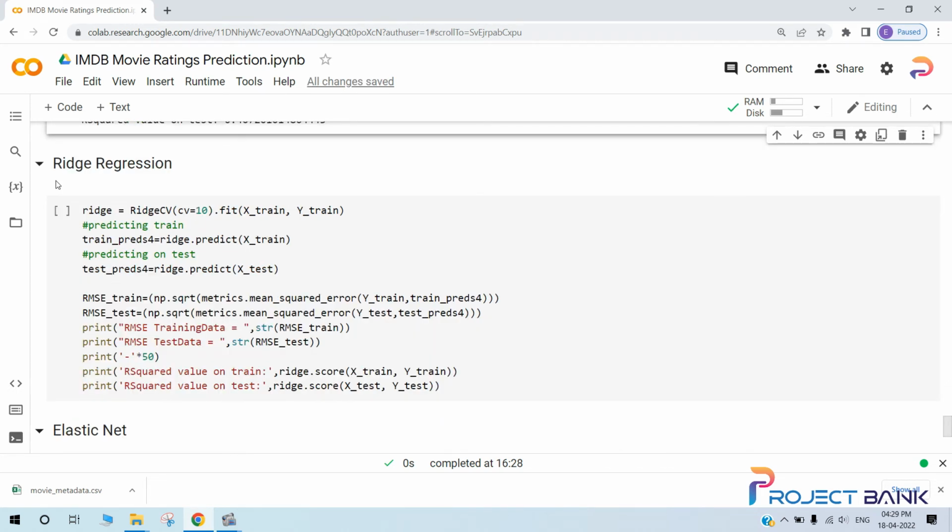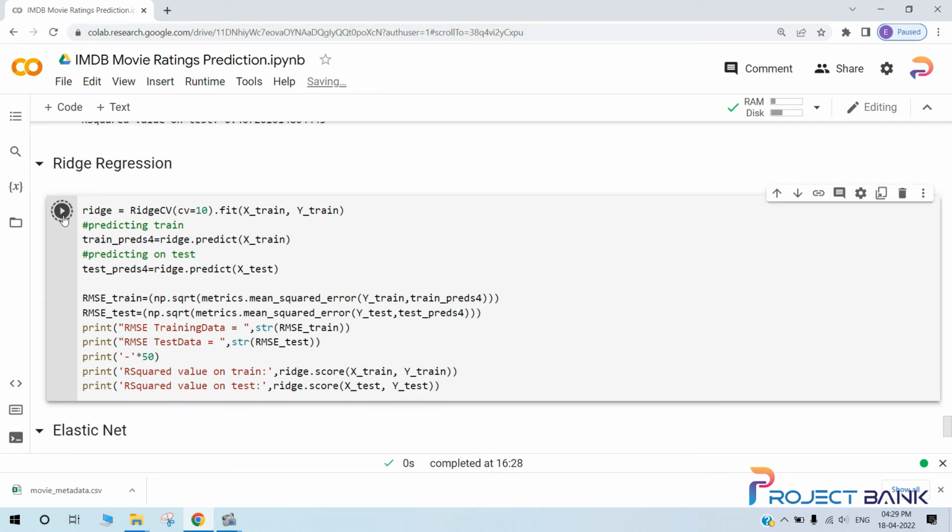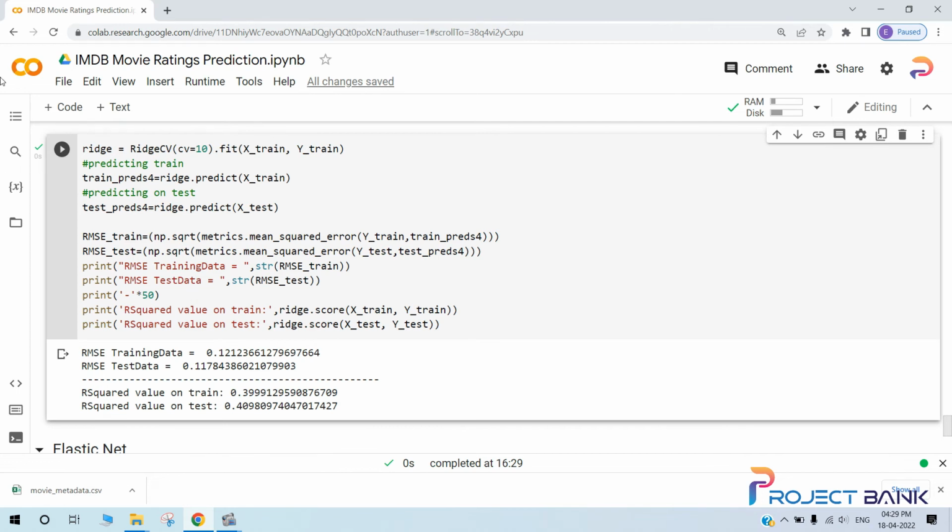The next machine learning model is ridge regression. In the same way here also we have calculated the value of RMSE for training data, RMSE for test data, and R square value for train and test data. So let's run this cell. These are the values that we got.